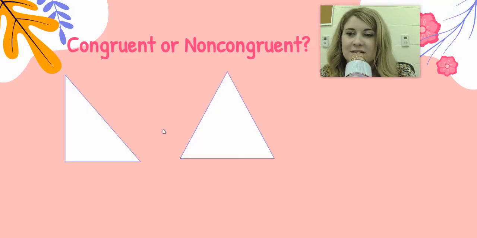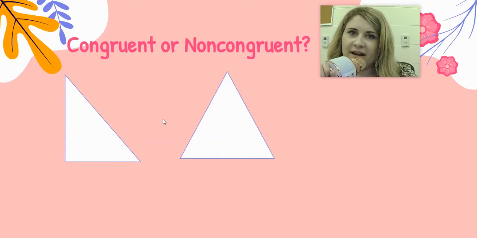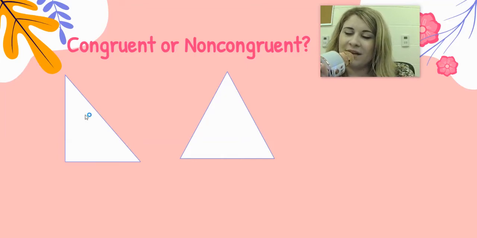All right, let's look at this. We have two triangles. They look about the same size, but when you look carefully at these two triangles, are they the same type of triangle? This one has a right angle right here. This one looks more like our normal triangle that we would draw.